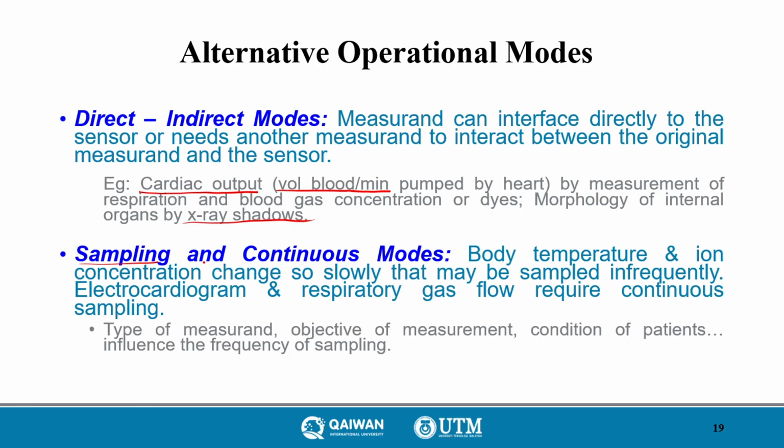Another example of indirect measurement is the morphology of internal organs by X-ray shadows. Then there are the sampling or continuous modes of operation. Some signals change rapidly inside the human body, so they need continuous monitoring, like the ECG, EEG, and EMG. While slow biosignals, for example body temperature and ion concentrations, change so slowly that they may be sampled infrequently.